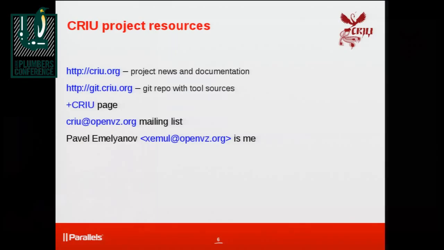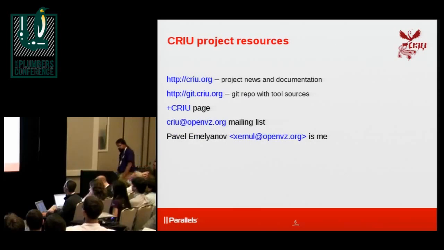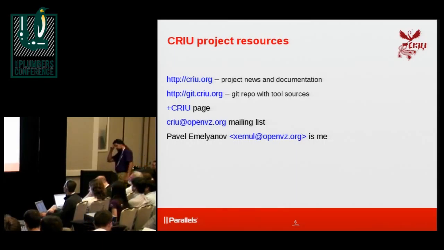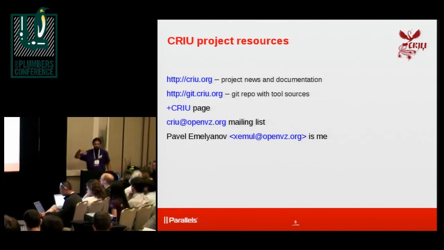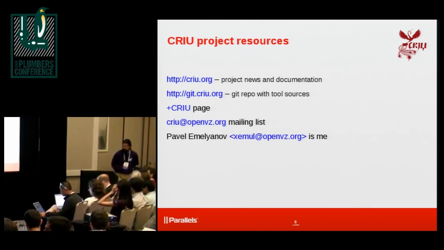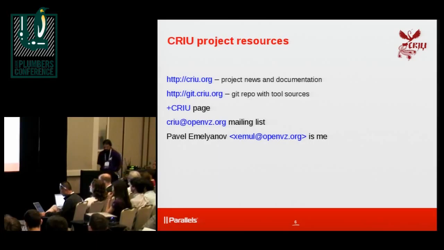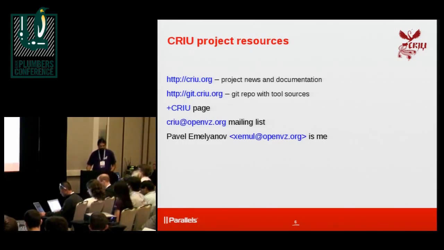CRIU lives on the CRIU.org site. There is some amount of documentation, a description of the format, a page describing API, both CLI and RPC, and other stuff. Sources sit in Git, in the main branch. We have the Google Plus page where we publish news about the project. To follow up with the discussion, you can also subscribe to the mailing list, and below is my email. I currently maintain the project, so you can also ask questions to me.